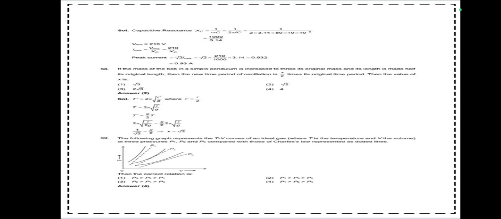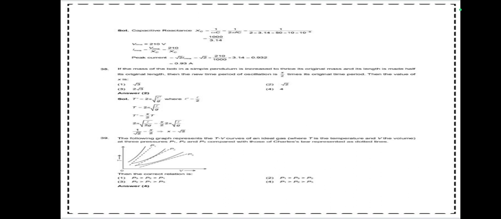Question number 38. If the mass of the bob in a simple pendulum is increased to thrice its original mass and its length is made half its original length, then the new time period of oscillation is x by 2 times its original time period. Then the value of x is... Answer is 2, under root 2.